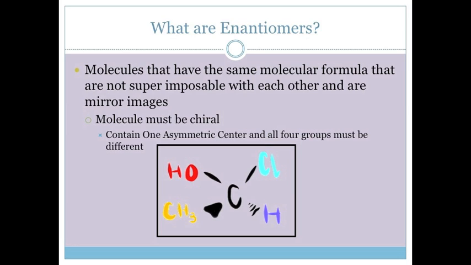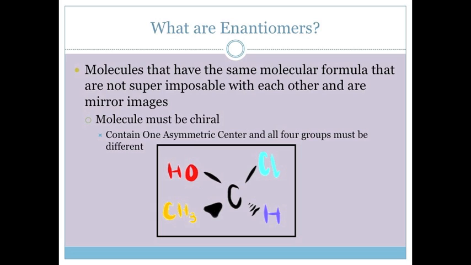What are enantiomers? Enantiomers are molecules that have the same molecular formula, are not superimposable with each other, and are mirror images. A molecule must be chiral to be considered an enantiomer. A chiral molecule contains one asymmetric center. All four groups attached to this asymmetric center must be different.